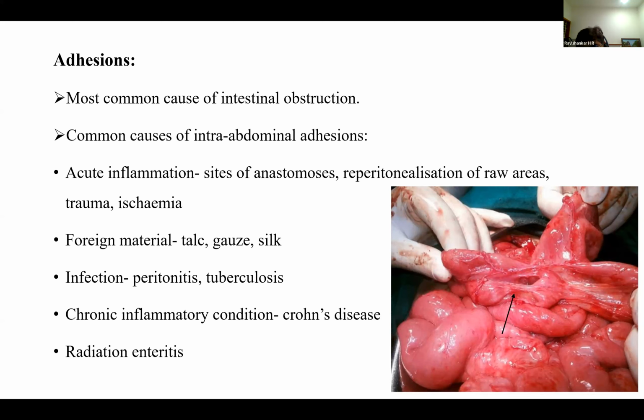Again, radiation enteritis is still coming now because people who have undergone radiation 15-20 years ago may still present with this. But with newer modalities of radiation like intensity modulated and image guided radiation, the incidence of radiation enteritis will come down enormously. Radiation enteritis causes obstruction in 2 ways. The commonest is strictures. Second, due to adhesions. Radiation enteritis can also produce strictures.